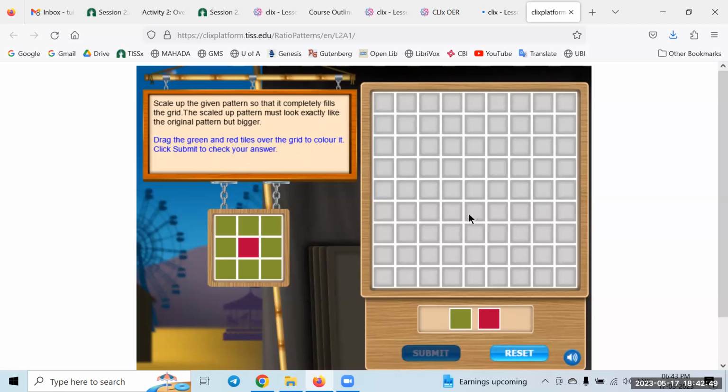Shall I do it, or is someone guiding me? No, let us ask someone. How can we fill this up so that it is scaled up in the same pattern that is there? Any ideas? Anyone wants to volunteer?